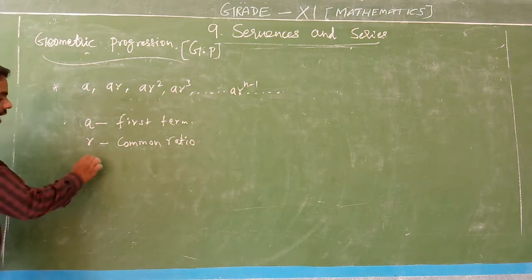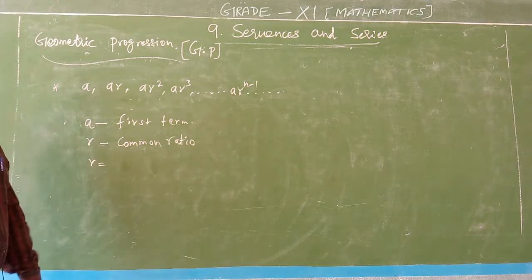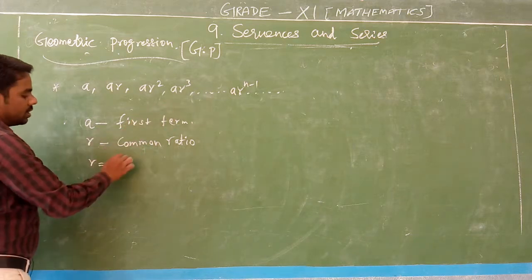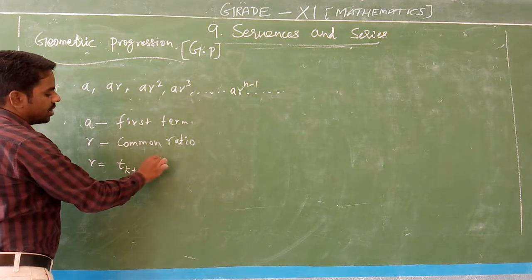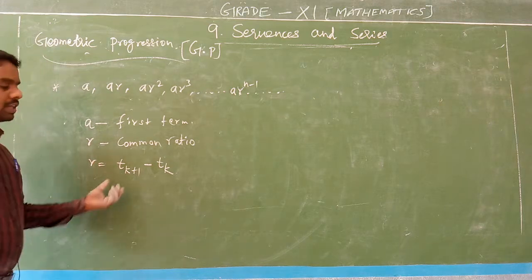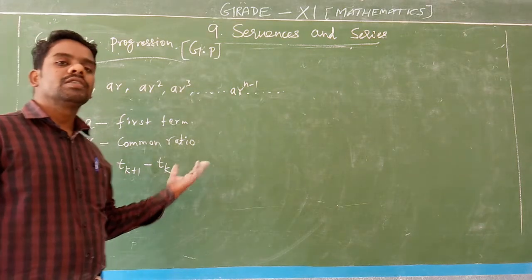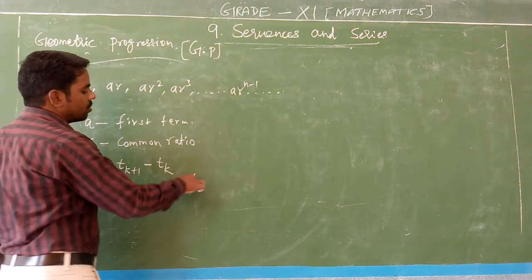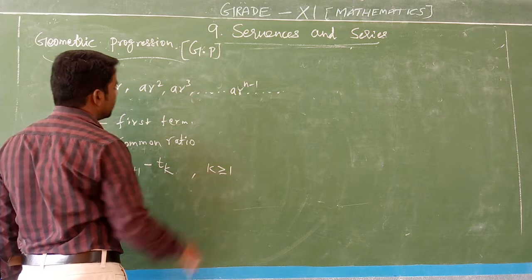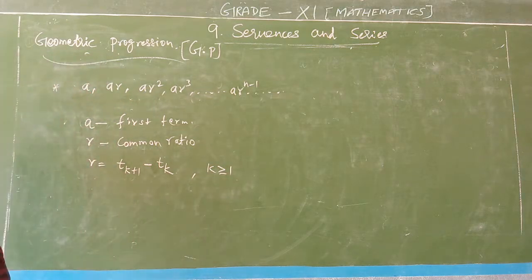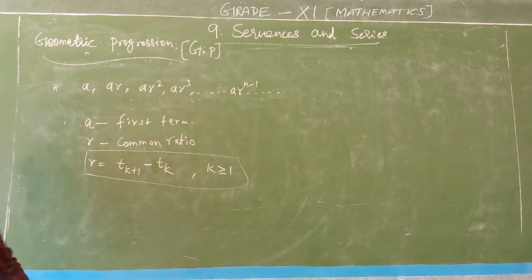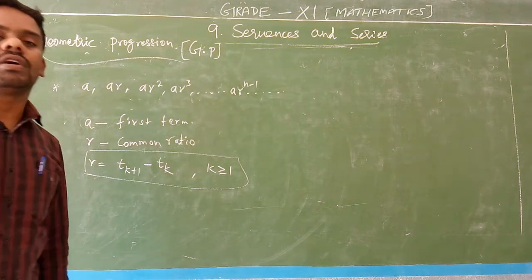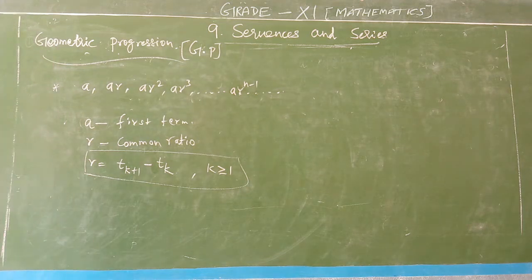That is r equal to T(k+1) minus T(k), term (k+1) minus term k. Here k is greater than or equal to 1. This is r. That is T2 minus T1, or T3 minus T2, or T4 minus T3.